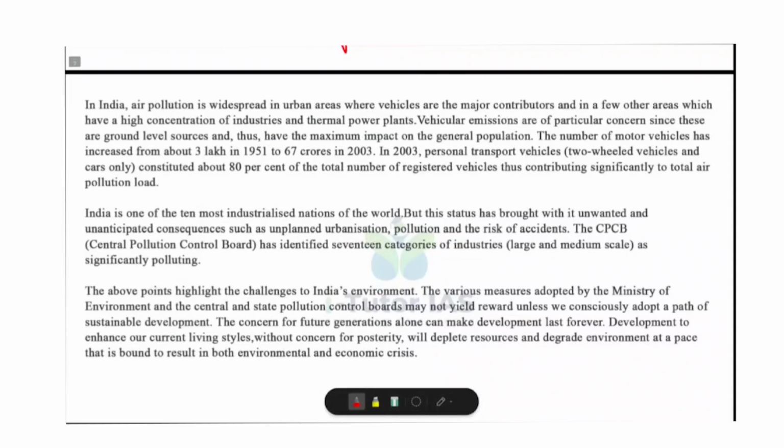Okay. Now let's talk about air pollution, which is a major environmental concern in India. Air pollution is widespread in urban areas primarily due to vehicular emissions and also in regions with a high concentration of industries and thermal power plants. Vehicular emissions are particularly concerning because they are ground level sources directly affecting people's health.